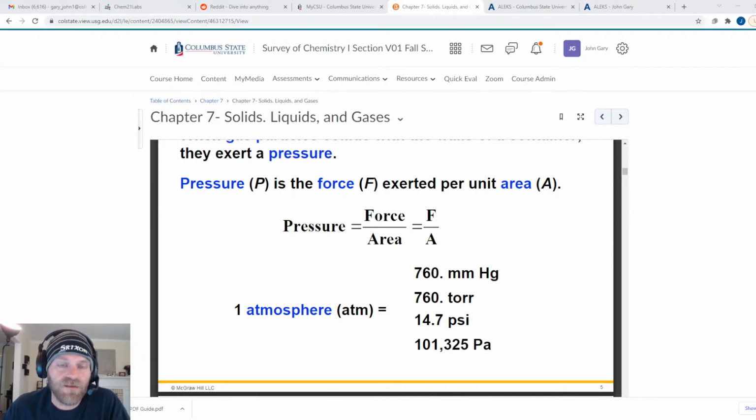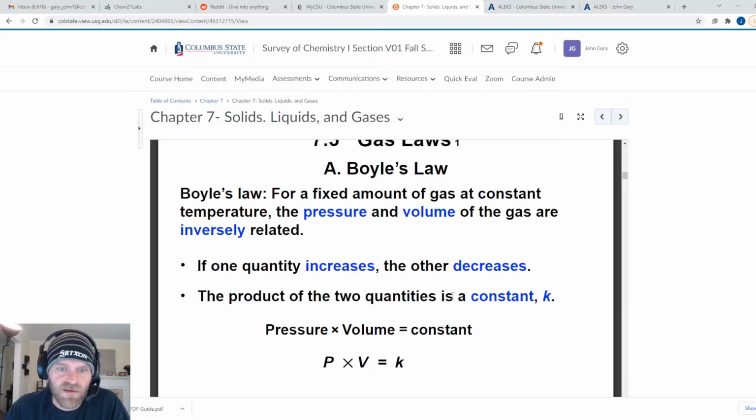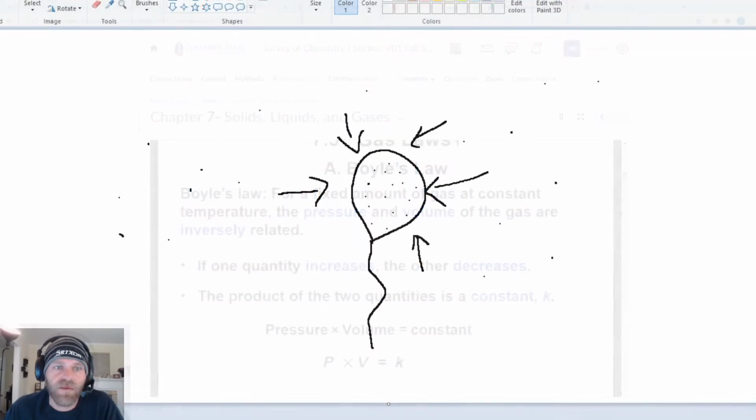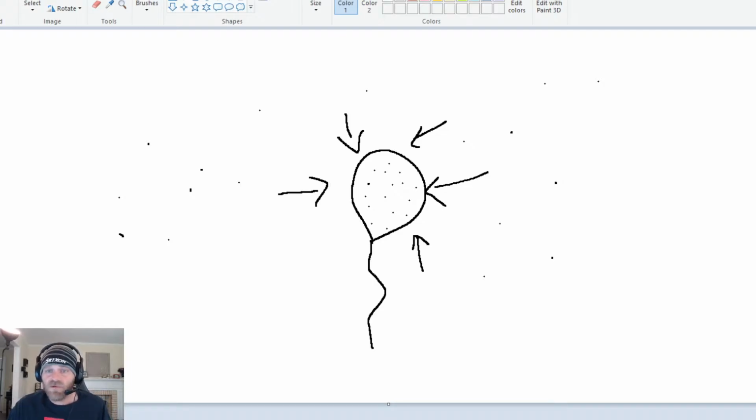All right. So now let me go back to my balloon. We're going on Boyle's law, so I'm going back to my balloon. These particles on the outside, the air, press on the balloon. That's about 1 atmosphere of pressure. But the balloon has gas particles in it that press outward, okay?